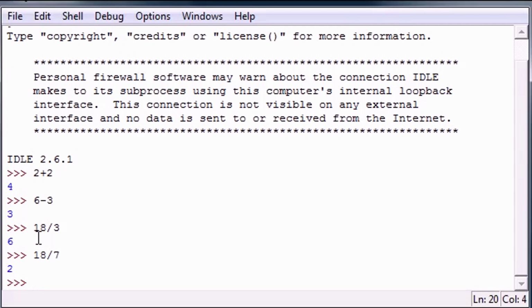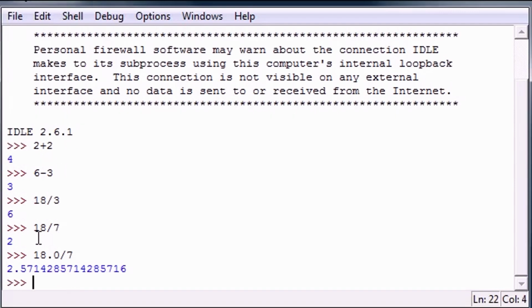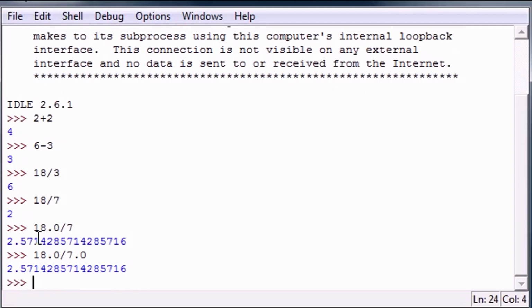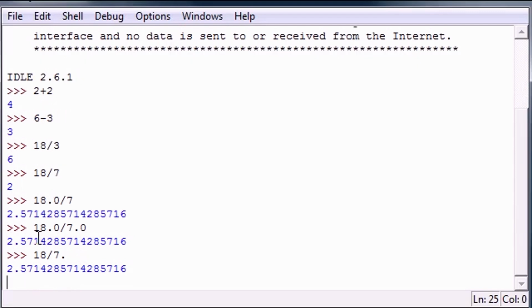Well, since the answer has decimal points, we need to ask Python in decimal points. And a decimal point number in computer language is called a float. And how you get an answer in decimal points is you have to include a decimal point somewhere in your division. So 18.0 divided by 7, that will give you your answer. You can also do 18.0 divided by 7.0, and that will give you your answer. Or even 18 divided by 7, and just put a point, and that tells Python that you want a decimal point as your answer, and that'll give you your float answer too.